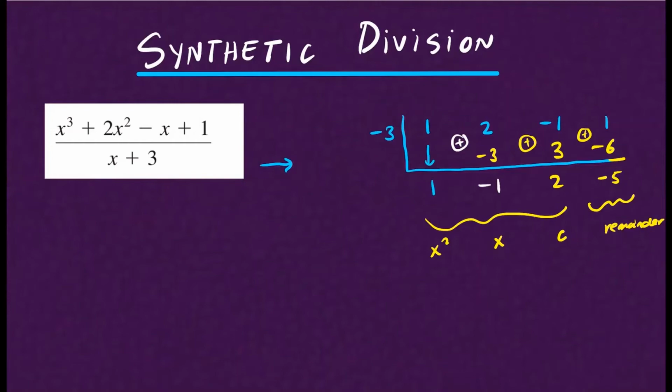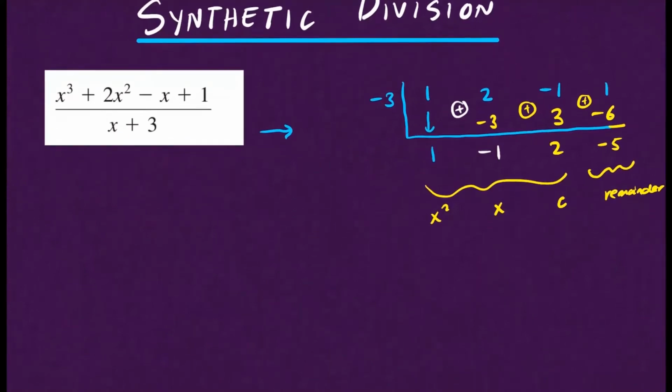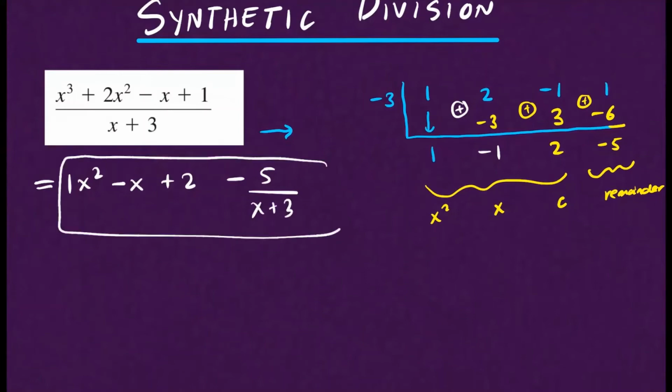So once you have that, you pretty much write out the answer like this. So this expression is equal to 1x squared, because that's the coefficient for the x squared term, -1x, and then our constant is +2. Plus, or you can put -5 since our remainder is -5, over your divisor, which is this term right here, x plus 3. So that's how you perform synthetic division.